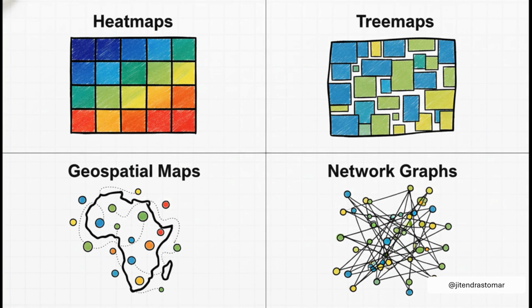So beyond those basic charts, we have some incredible techniques. Heat maps use color to show the strength of relationships between tons of variables at once. For example, a heat map could show you that your sales are always highest in the summer and lowest in the winter.